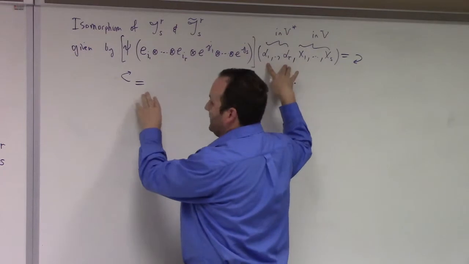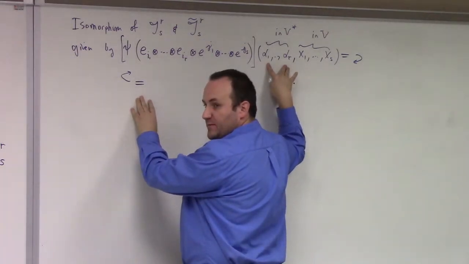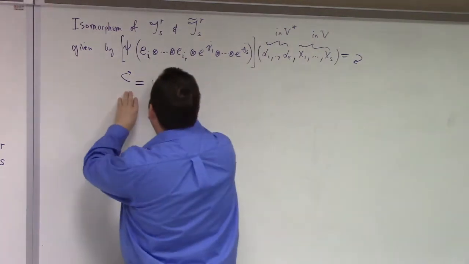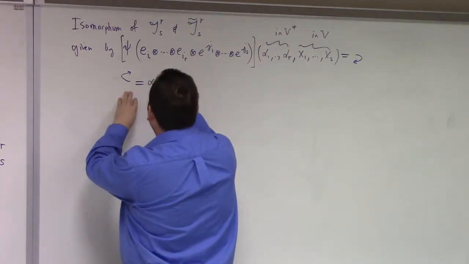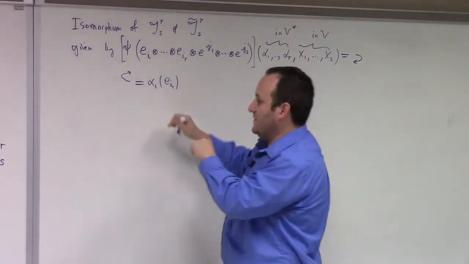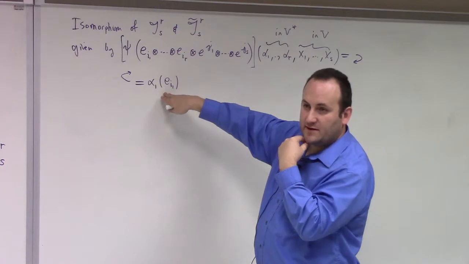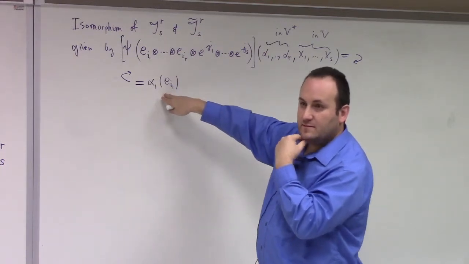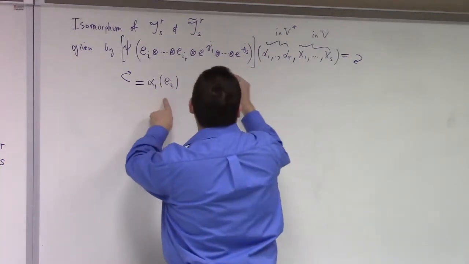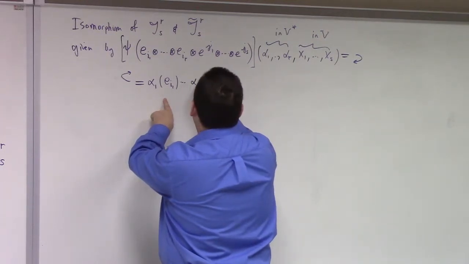These are in the dual space, right? I'm assuming that. So α₁ can do what? α₁ can act on e_{i₁}. This makes sense because I have a covector operating on a vector. That gives me a number. And likewise, take the product all the way out to α_r acting on e_{i_r}.